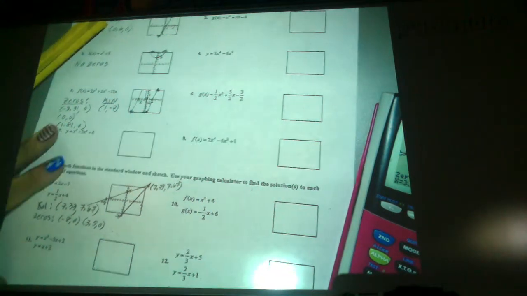So that's as close as you can get for that one. So that's pretty good. I had to go a little off the viewing window, which is fine. Yes. Let me see what you got.